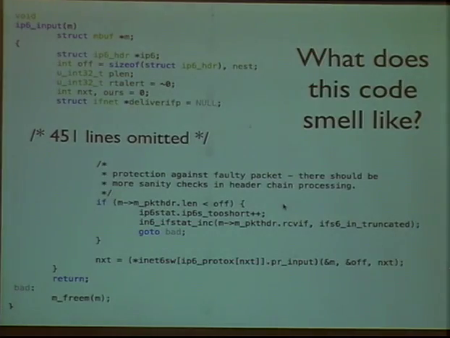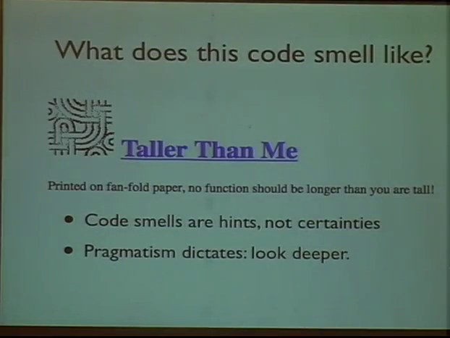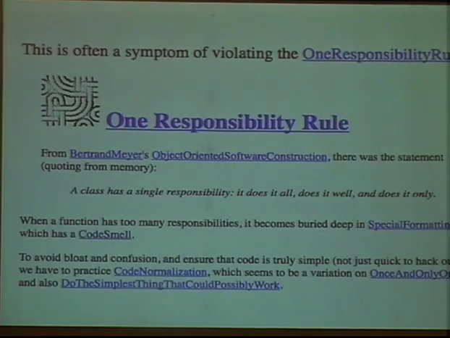But the reason why the story is there is, oh my God, 451 lines omitted in that function? This is a code smell. This has a name on antipatterns.org, and its name is Taller Than Me. Bear in mind, a code smell does not absolutely guarantee that something is wrong in your code, but 9 times out of 10, when you see something that just looks funny, that's a sign that you should look deeper.